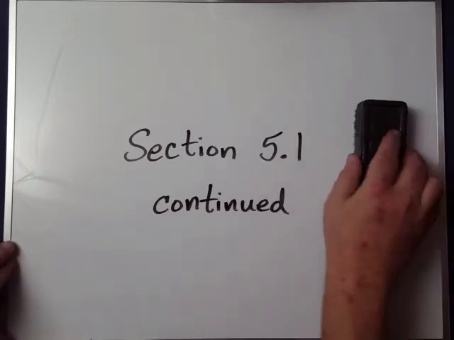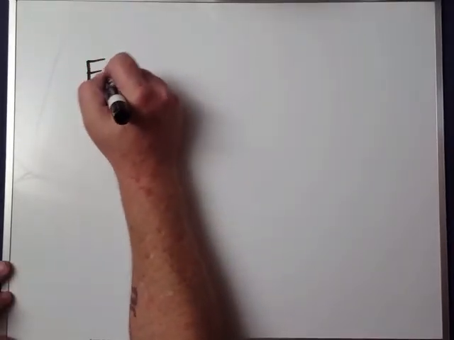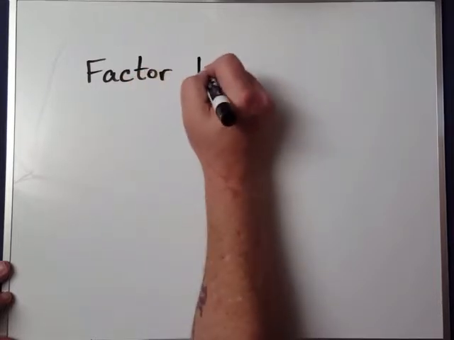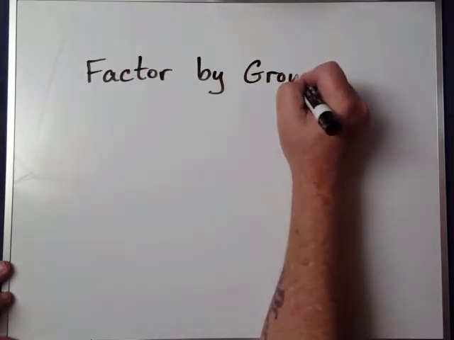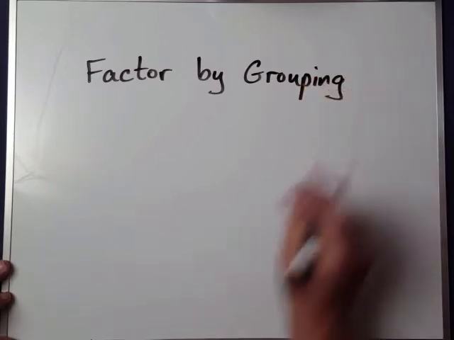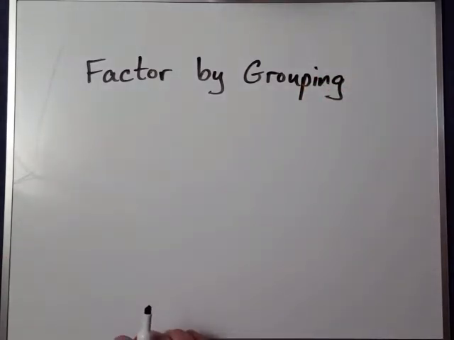Section 5.1 continued. This time we're going to look at factor by grouping. Last time we looked at the idea of greatest common factor. Now we're going to look at a type of factoring that is used for particular problems. And by the time we get done with these 4 sections, we're going to have several problem types that we're going to need to recognize what attack we're going to use to get them factored. So today we're going to look at problems of the type for which factor by grouping will work.